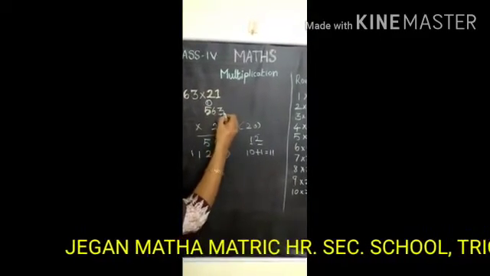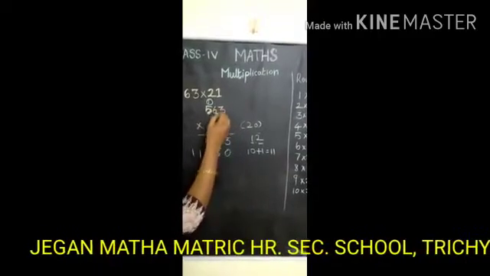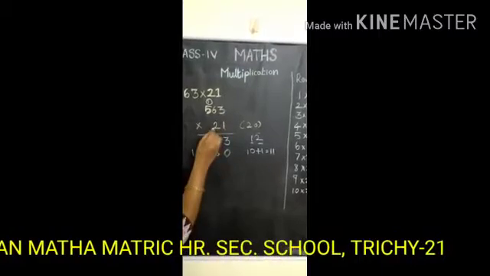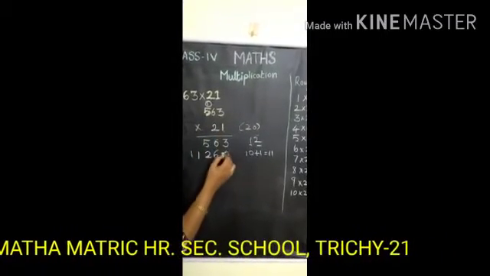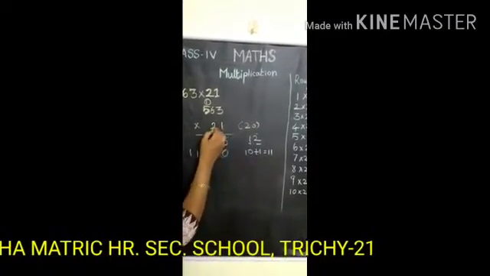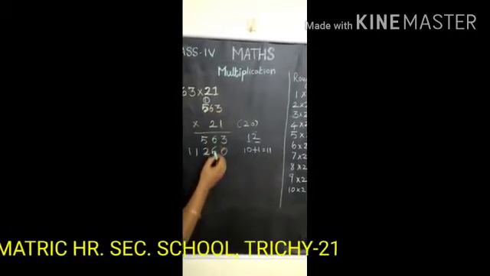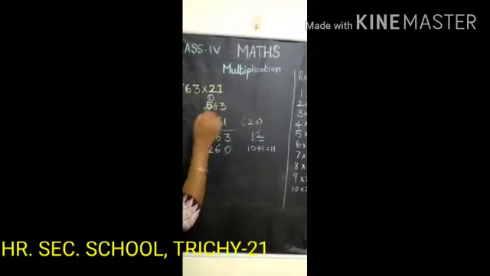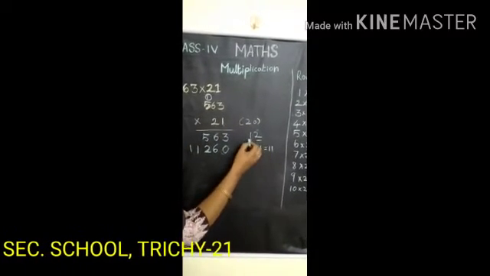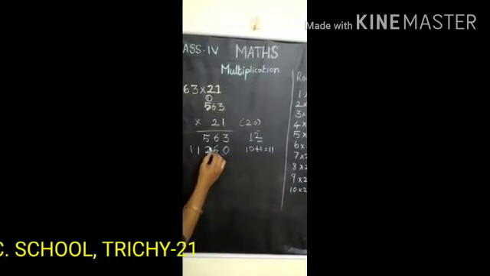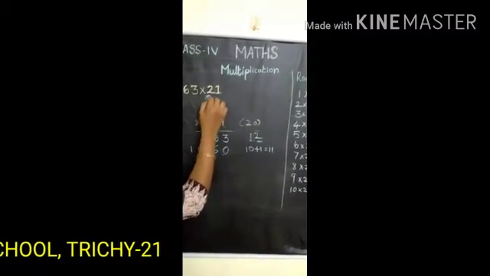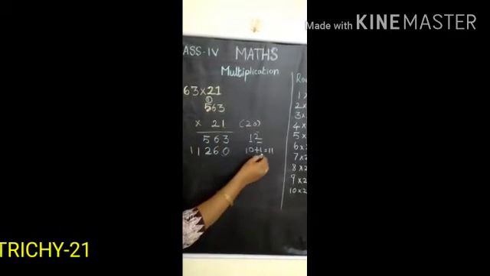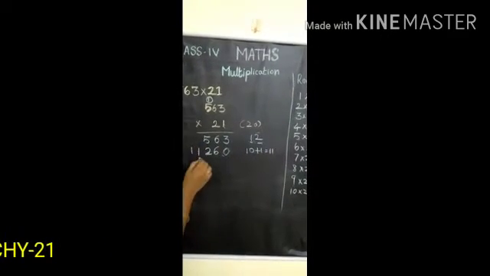First 1 3s are 3, 1 6s are 6, 1 5s are 5. Then move to 2. First write 0. Then 2 3s are 6. Then 2 6s are 12. Write 2 here. The balance 1 you carry over at the top. Then 5 2s are 10. 10 plus 1 is 11. I'm writing 11.